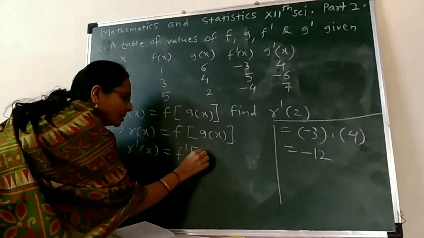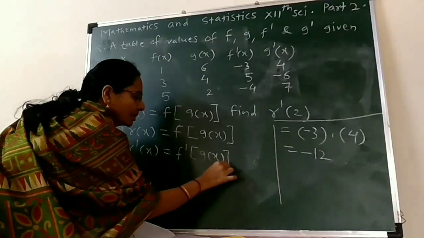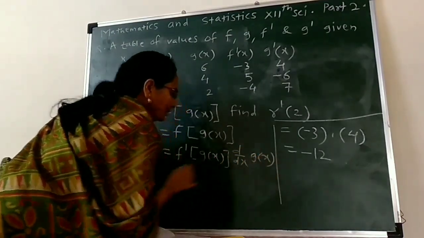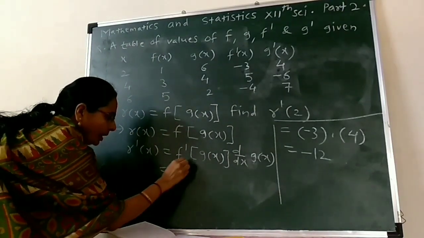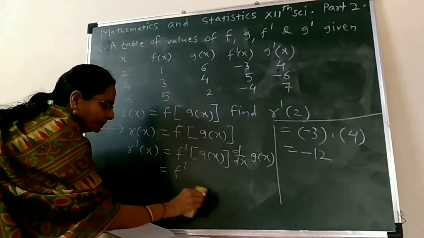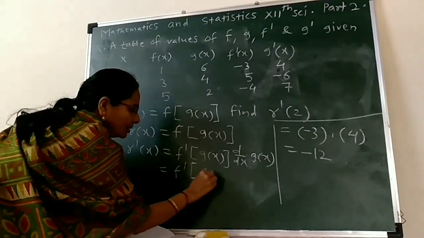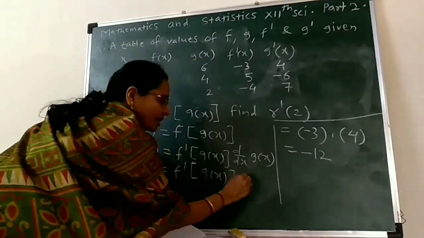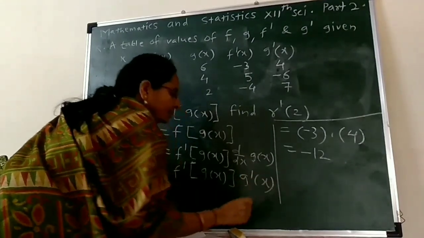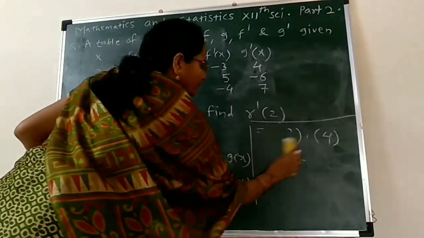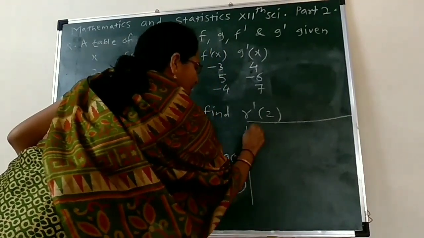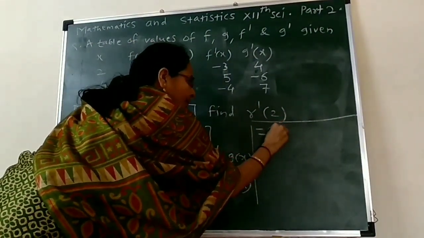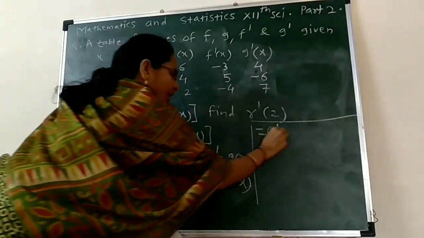f dash g x into d dx of g x is equal to f dash g x. d dx of g x is g dash x, is equal to f dash g x.